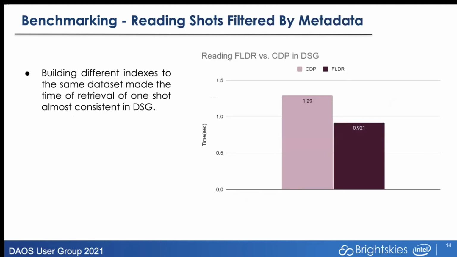Here we can see that the building of indexes based on different header keys has also provided a fairly consistent retrieval time. As we can see here, even though FLDR and CDP have different distributions and different ranges, the retrieval time is almost equivalent.